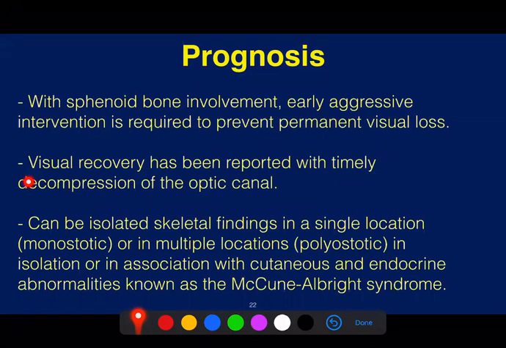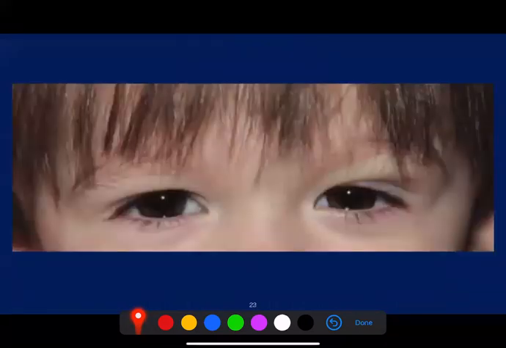And again, the monostotic part is isolated skeletal dysplastic changes in a single location. This is the monostotic. However, multiple locations is called polyostotic. And when you find this subtype of fibrous dysplasia, always look for McCune-Albright syndrome. Okay, any questions regarding fibrous dysplasia? Clear?